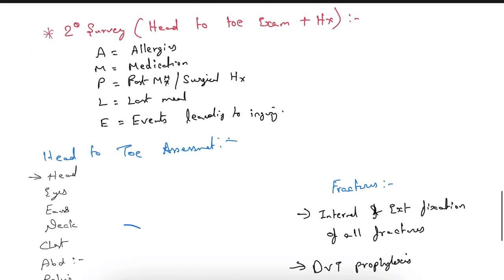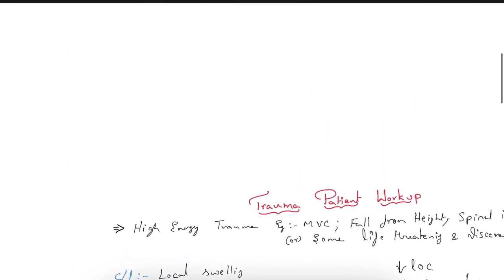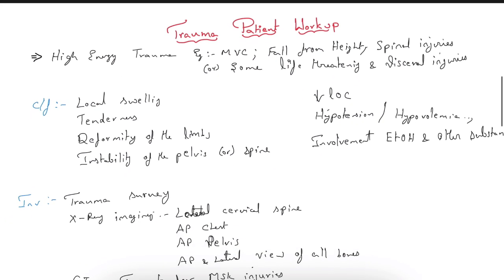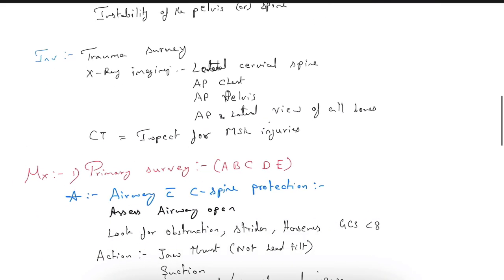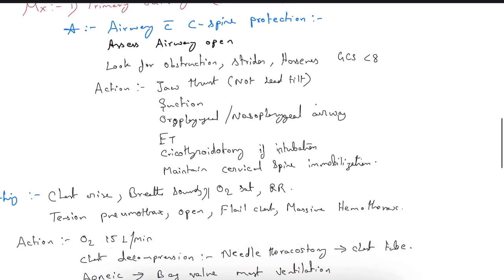So today we discussed the trauma patient workup, and we learned why these things happen, and some clinical features, investigation and management. In management, we covered the primary survey and secondary survey: in the primary survey mostly we check ABCDE, and in the secondary survey we check history and these things. Then we also discussed some complications.